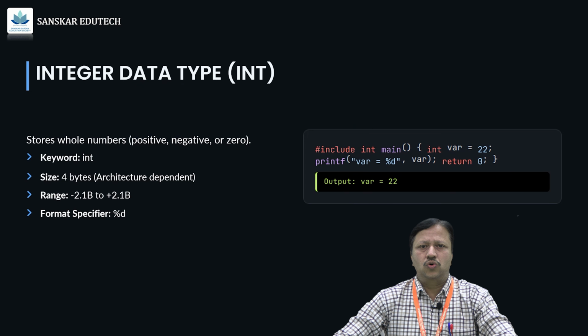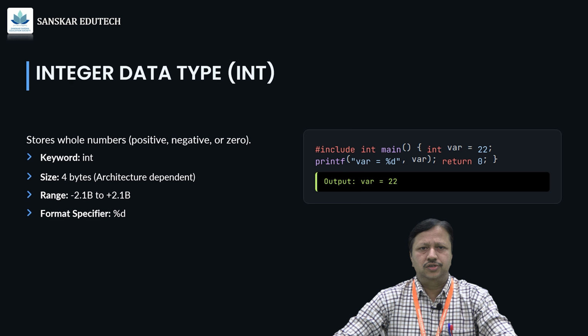Integer data type stores whole numbers: positive, negative, or 0. We use the int keyword to declare an integer variable. Size is 4 bytes. Range is -2147483648 to 2147483647. Format specifier is %d. Format specifiers are the symbols that are used for printing and scanning the value of given data types. Let's see the example.